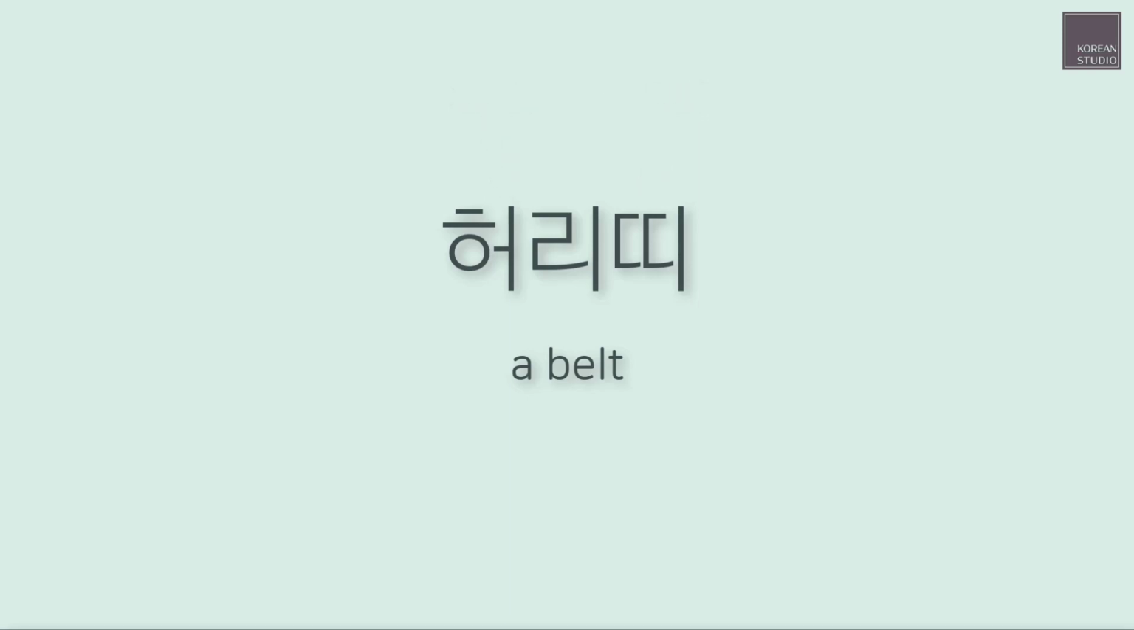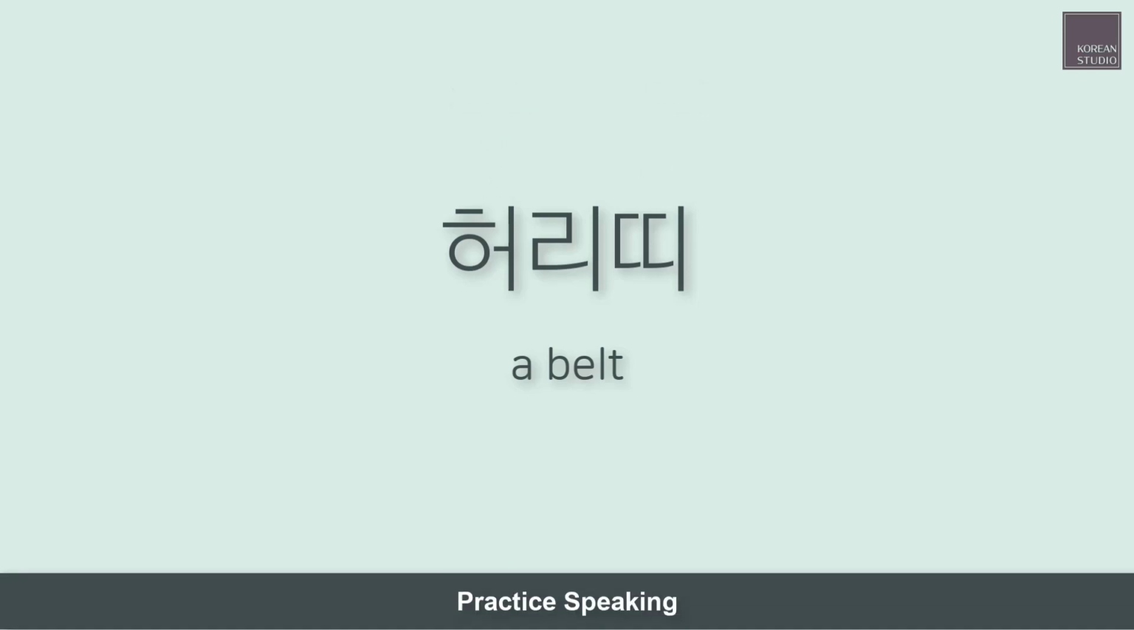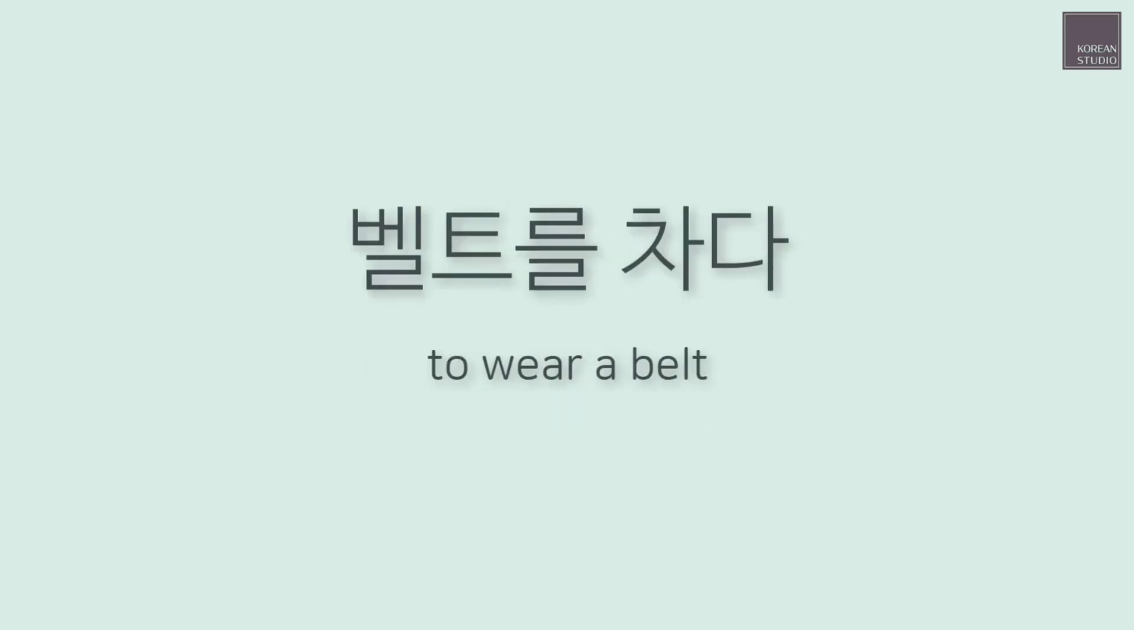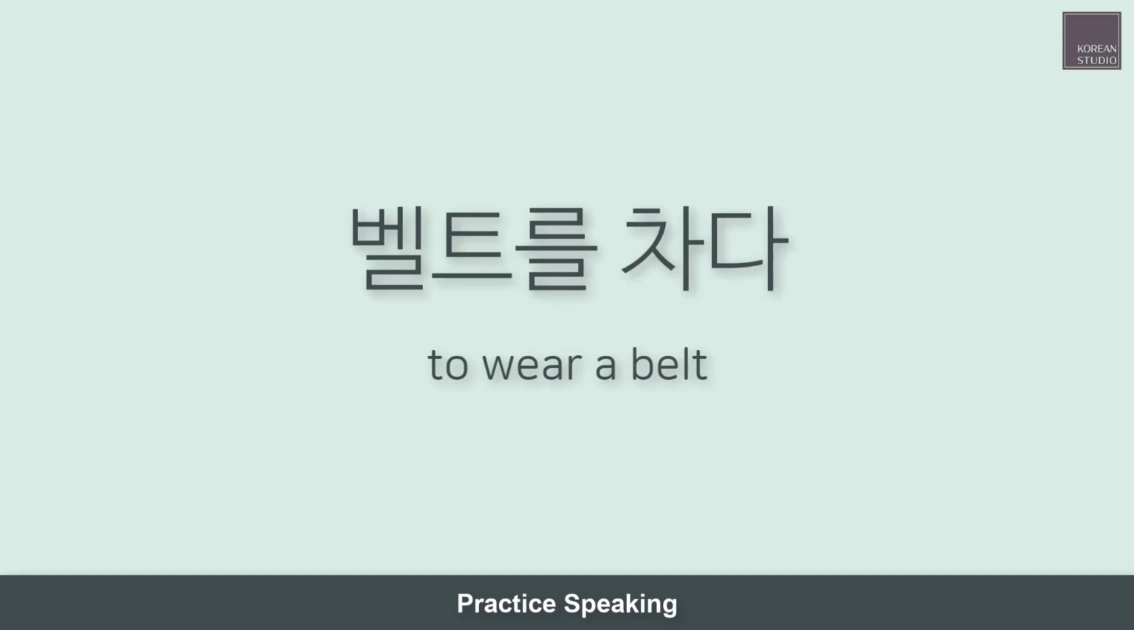Let's say this word 허리띠. Repeat after me. 허리띠. Now, to say wear a belt, we don't use the verb 입다, and instead we use the verb 차다. 차다. And this verb is used to talk about wrapping things around parts of our body, such as our waist or our wrists. Let's practice using this verb with belt and 허리띠. Repeat after me. 벨트를 차다.